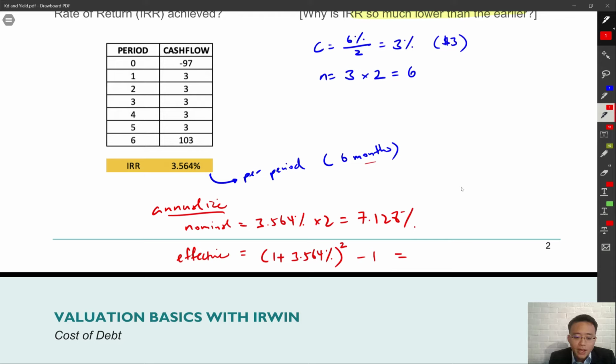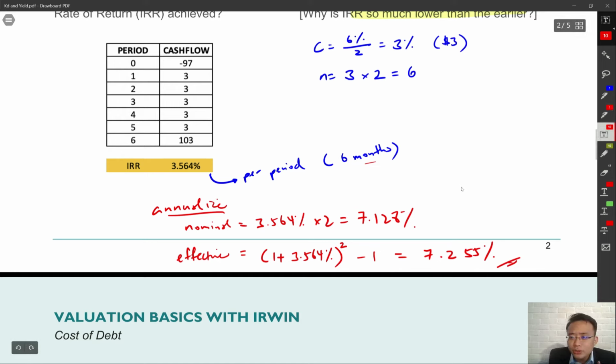1.03564 square minus 1. Answer is 7.255%. Okay, so this is how we annualize it, and this is how we find the IRR. And remember, do not get lost in, oh, we are just finding IRR and all. What is our objective again of IRR?